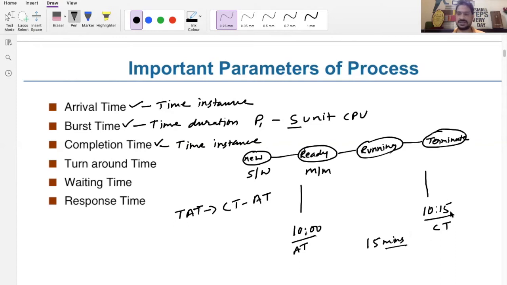This 10:15, it is in termination state. 10 o'clock, it is in arrival state. So what is the turnaround time? It is 15 minutes. So this is the turnaround time.